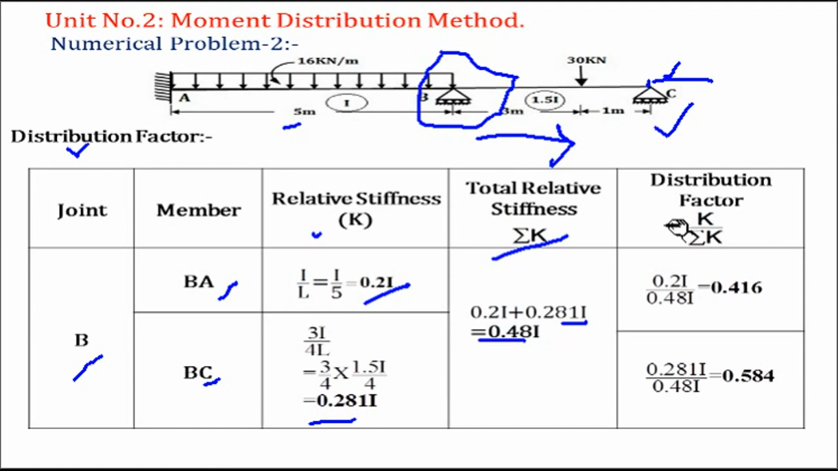Now distribution factor is capital K divided by summation of K. So capital K is 0.2 I divided by summation of K, 0.48 I, which is equal to 0.416. Now distribution factor for BC is 0.28 I divided by 0.48 I, equal to 0.584. So these are the values of distribution factor for members BA and BC.